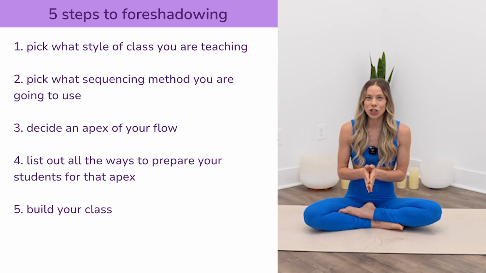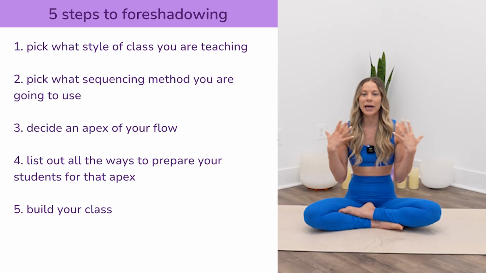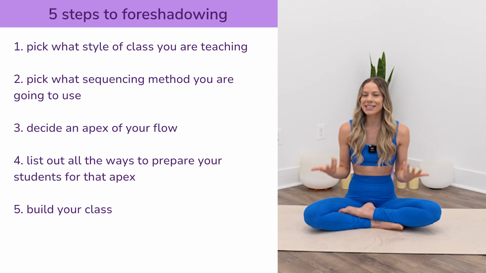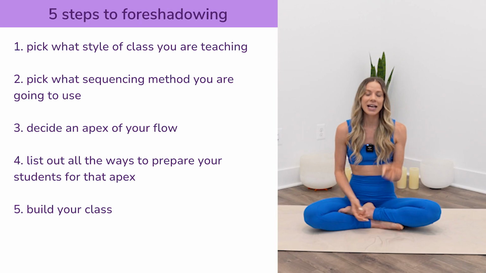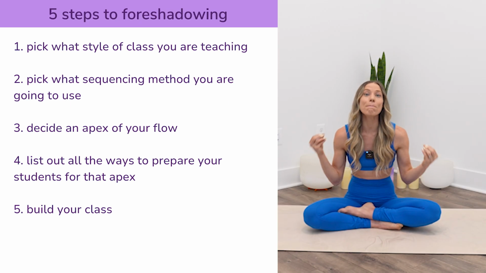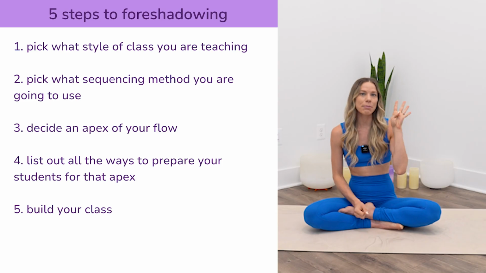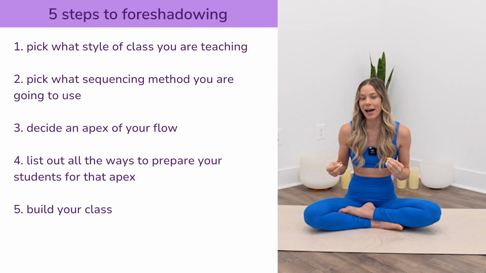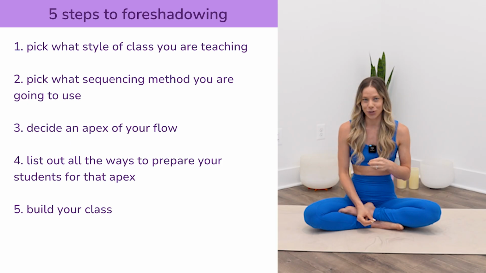Five steps to foreshadowing. Step number 1, pick what style of class you are teaching. Step number 2, pick what sequencing method you are going to use. Step number 3, decide the apex of your flow or the peak moment of your flow. Step number 4, list out all of the ways to prepare your students for that apex. And step number 5, build your class.